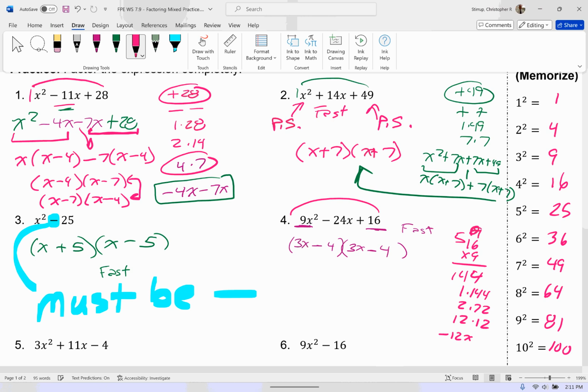Negative 12x and negative 12x would work if you plugged it in here. Okay? All right. We feeling comfortable? Does everyone have all that written down? Can I start moving it down a smidge? We're good?